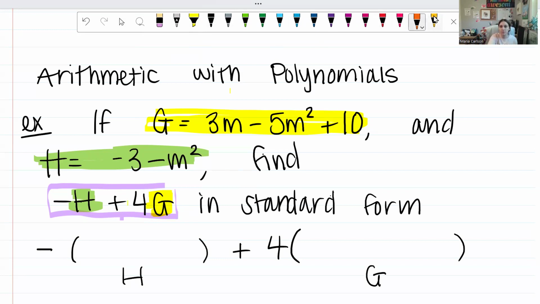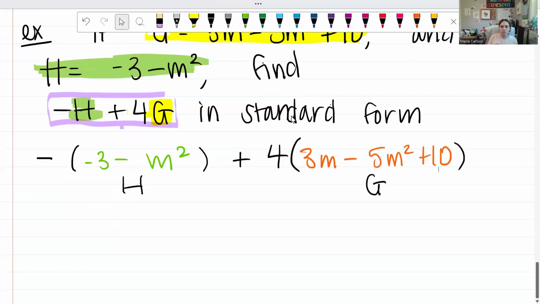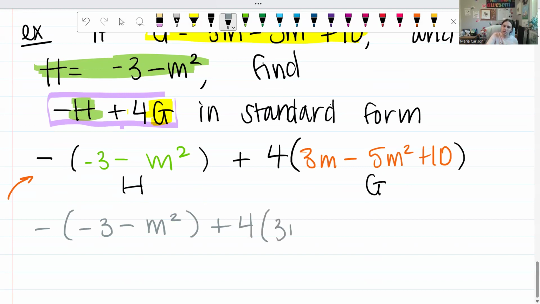Now, I just am going to fill in what I know. H is negative 3 minus m squared. So negative 3 minus m squared. And I know I was using yellow, but I want to show up, so I'm going to switch to orange now. G is 3m minus 5m squared plus 10. So this expression here is negative, in parentheses, negative 3 minus m squared plus 4 times 3m minus 5m squared plus 10.